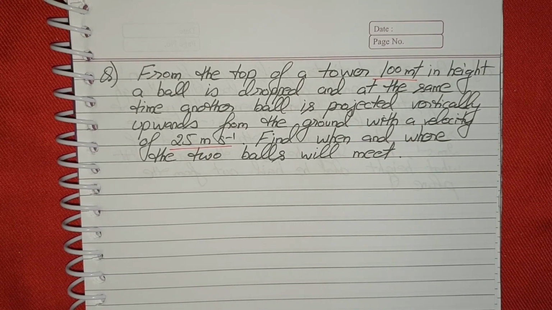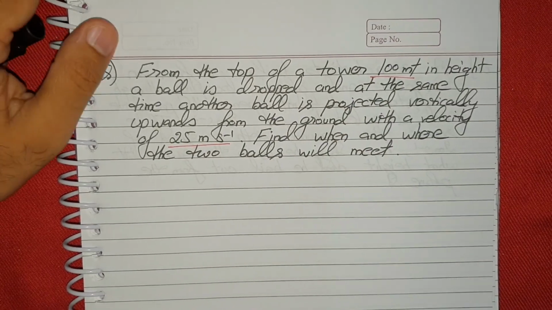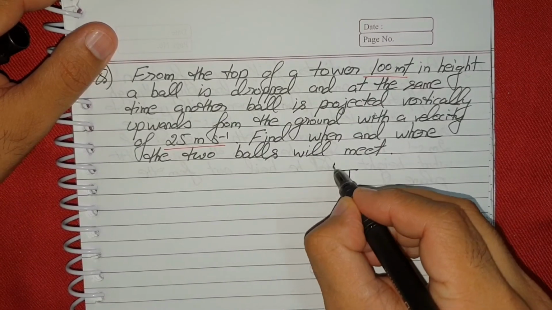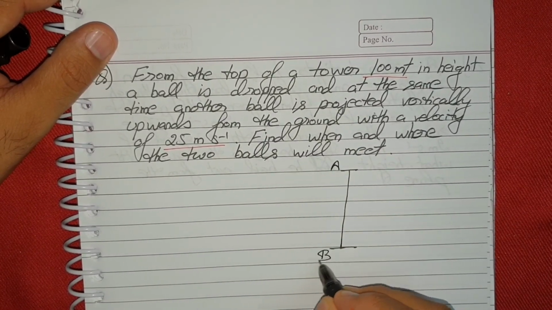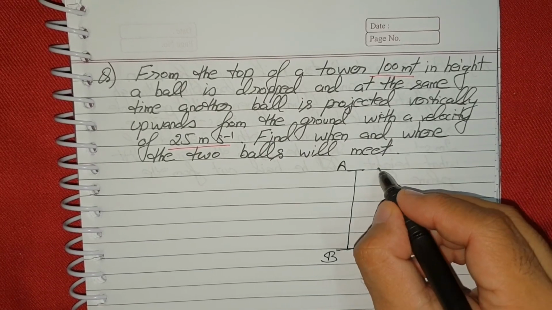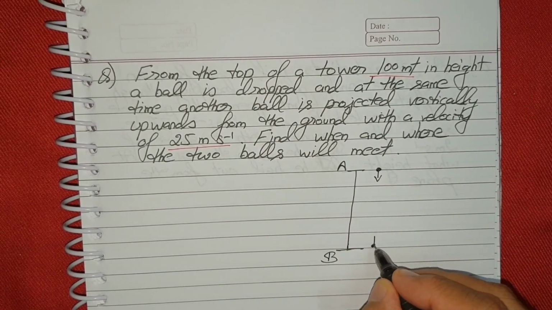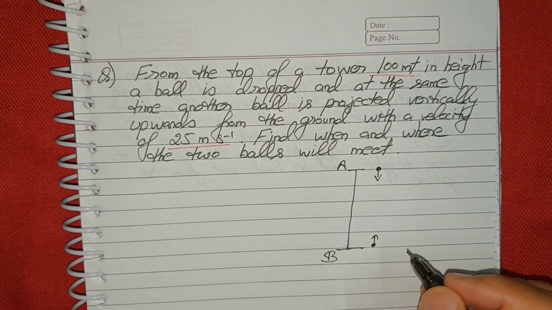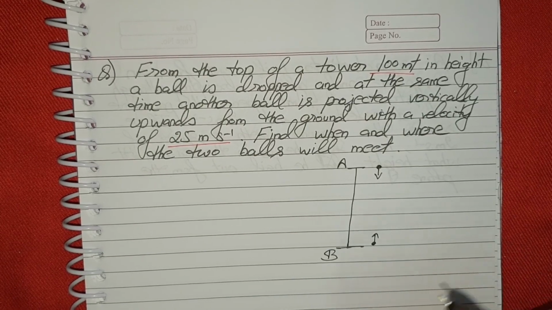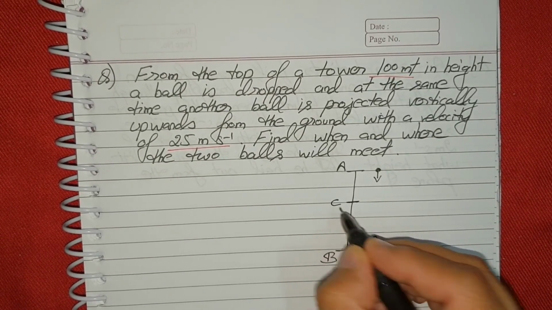Okay. First of all, let's draw the tower. Now see, take this diagram. Take this as the tower. This is A, this is B. B is considered as the ground level. One ball is dropped downward, another is thrown upward with a velocity of 25 meter per second. And let C be the point of their meeting.